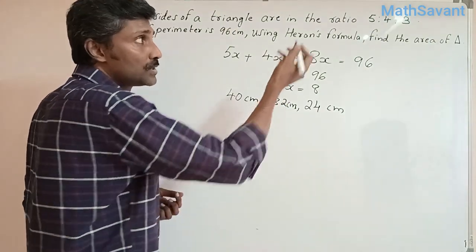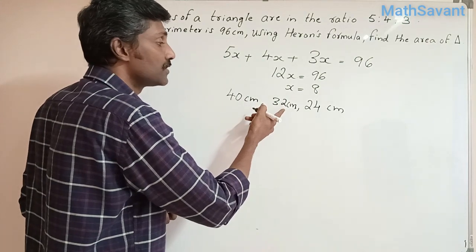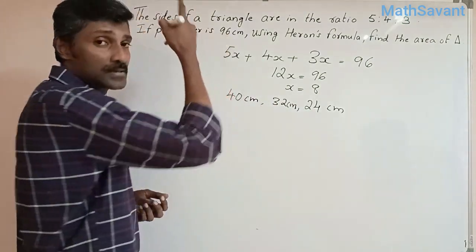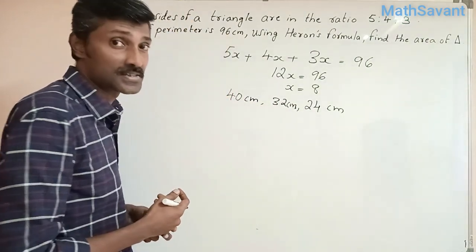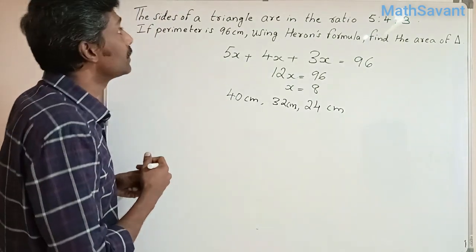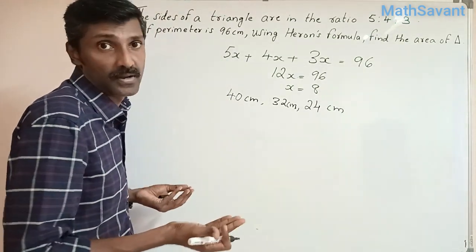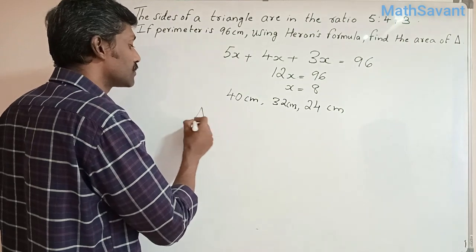Just add and find out whether you get 96. So 40 plus 32 is 72, 72 plus 24 is 96. So that means yes, the perimeter is 96 centimeters. It's a big triangle, okay? Now we need to find out the area of the triangle. So how do you find out area using Heron's formula?